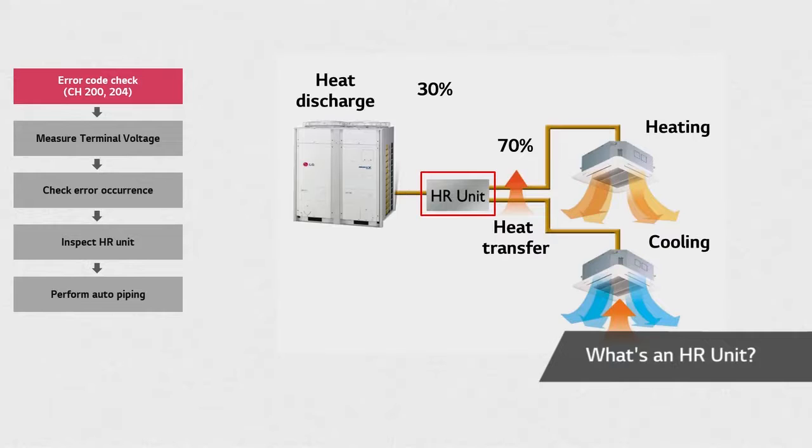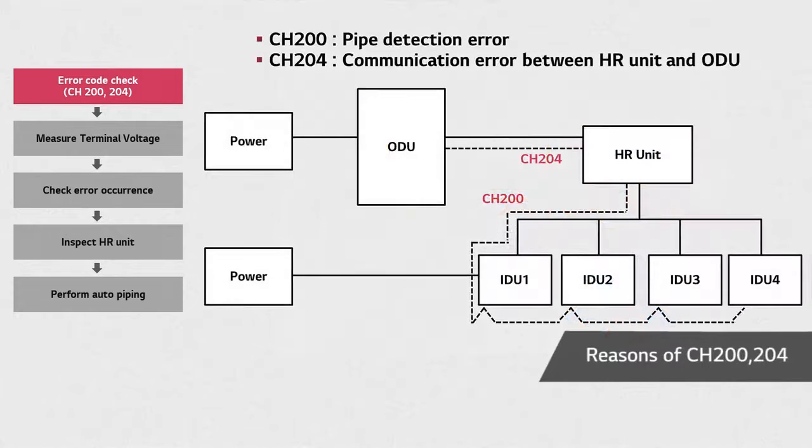Once the HR unit gets the signal from the outdoor unit, it starts communicating with indoor units and then performs pipe detection. Errors CH200 and 204 can occur at any of these steps. While CH200 is a piping detection error, CH204 refers to a communication error between the HR unit and the ODU.